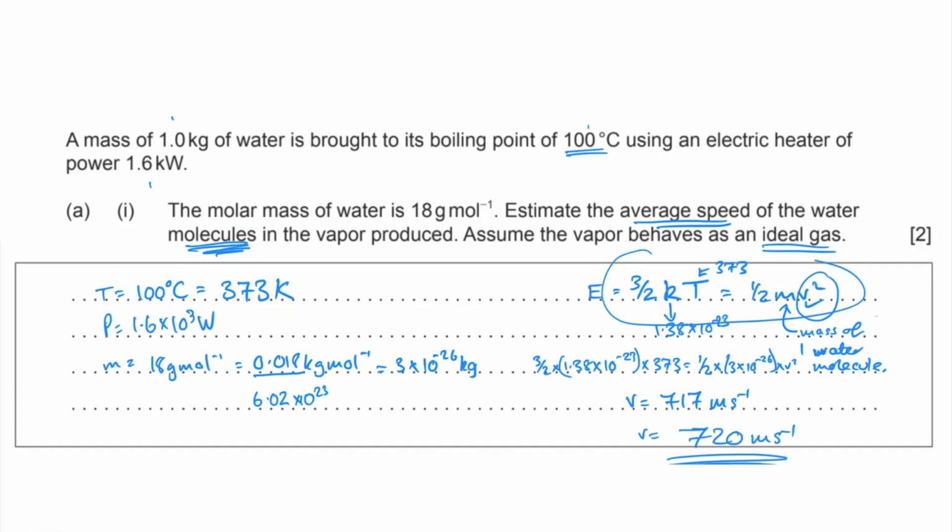So really that question was about recognising that the equation you used was energy equals 3 over 2 kT. The amount of energy pumped into a gas is directly proportional to the temperature of the gas. And that energy of the vapour gas is the kinetic energy of the molecules.